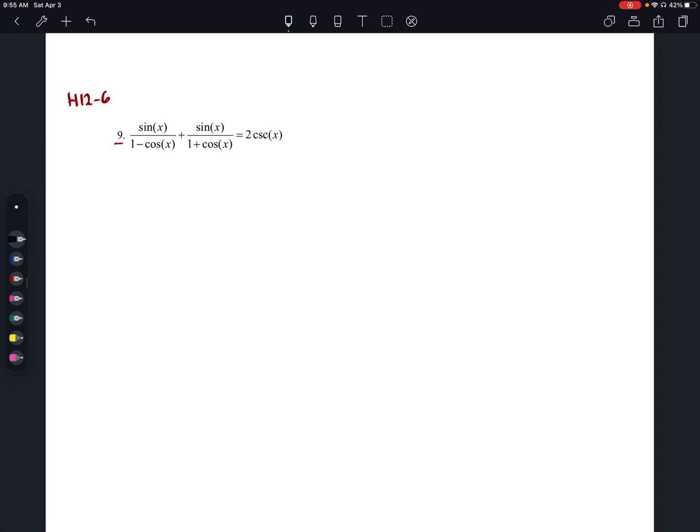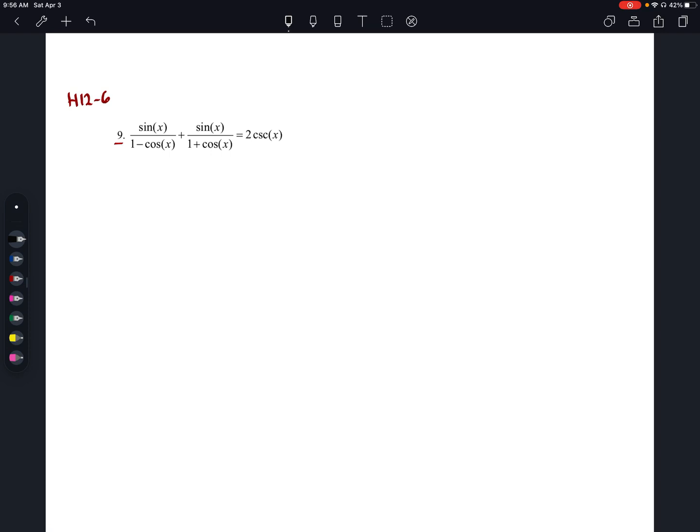Problem number 9 from worksheet H12-6. We have the sine of x over 1 minus the cosine of x. We're adding to that fraction a second fraction, the sine of x over 1 plus cosine of x. And we want this to end up equaling 2 times the cosecant of x. Since I have fractions on the left, I'm going to try to make those equal the right side.